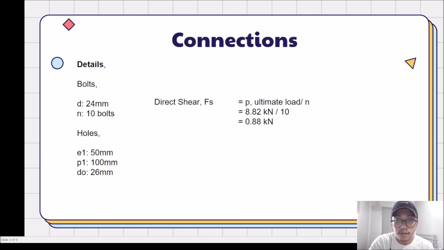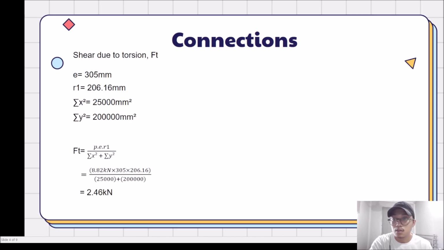Okay, untuk direct shear, Fs is equal to P, which is ultimate load, divided by N, which is number of bolts. So untuk our ultimate load is 8.82 kN divided by number of bolts, which is 10, equal to 0.88 kN. Okay, untuk shear due to torsion, Ft, E is equal to 305 mm, R1 equal to 206.16 mm, and the summation of x square equal to 25,000 mm square, and summation of y square is 200,000 mm square.